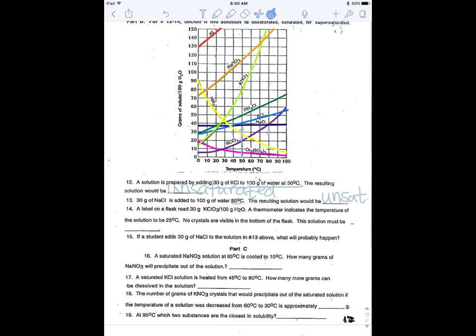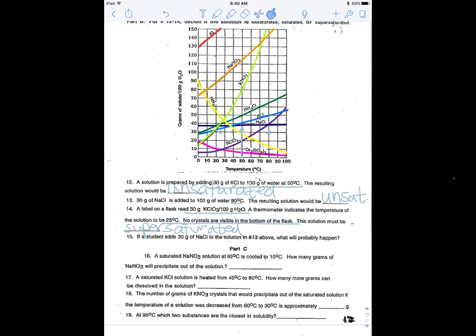Now this says we've got 30 grams of KClO3, and the thermometer says 25 degrees. No crystals are visible. So let's go to 25, and it's got 30 grams of KClO3 at 25. So that is right here. Now this purple shows us the KClO3 at 25 degrees, only about 5 grams should dissolve, but 30 dissolves, and no crystals are visible. So what this means is that we've got one of these amazing supersaturated solutions, because somebody heated it up, cooled it down, and it is still clear.